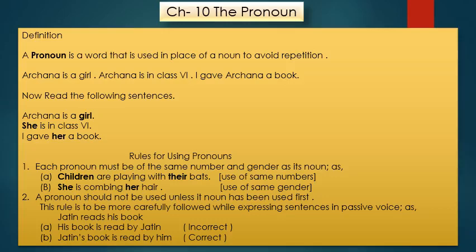Use of same gender. Number 2, a pronoun should not be used unless its noun has been used first. This rule is to be more carefully followed while expressing sentences in passive voice. As Jatin reads his book. Number A, his book is read by Jatin, it's incorrect. But sentence number B, Jatin's book is read by him, it's correct.